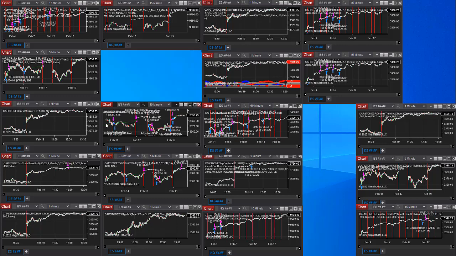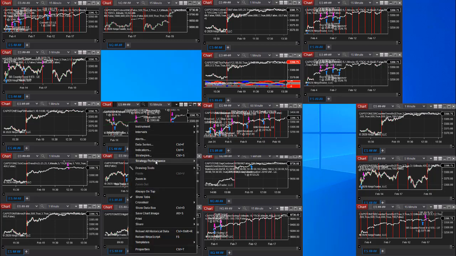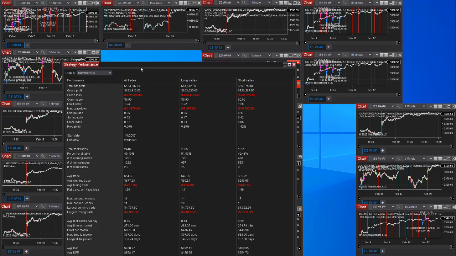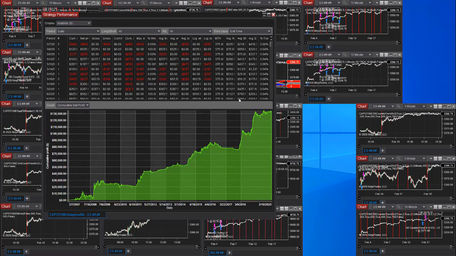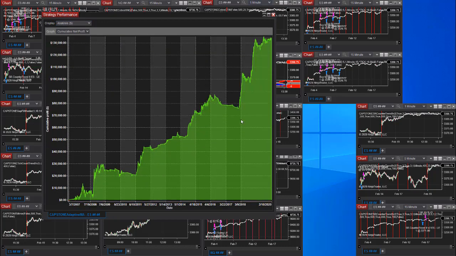Let's look at, this is Adaptive Moving Average, tested back to 2007, 133,687.50. 54.66 average trade profit. Here is the equity curve. And you can see the seasons and cycles in this equity curve. Flat to down, up, and then back here flat to down before it goes up again.